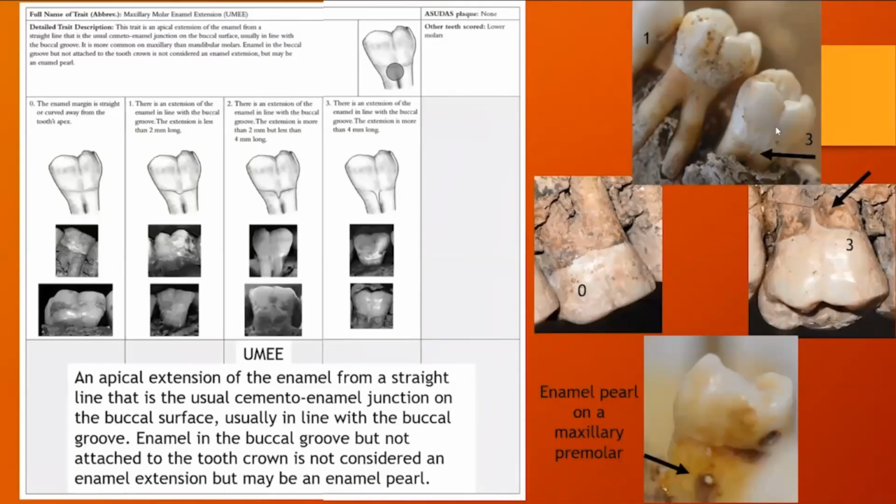Now, there are times where the enamel maybe doesn't quite continue down the roots, but does end up looking like an enamel pearl. So we have one pictured here. They're really cute. And those are just these little dots of enamel that we don't score, but you can note within there. The highest frequencies of enamel extensions are in groups with Asian ancestry, including those in the Americas. So this is helpful if you've got Hispanic or Latinx individuals, and tends to be the lowest in European and African groups.